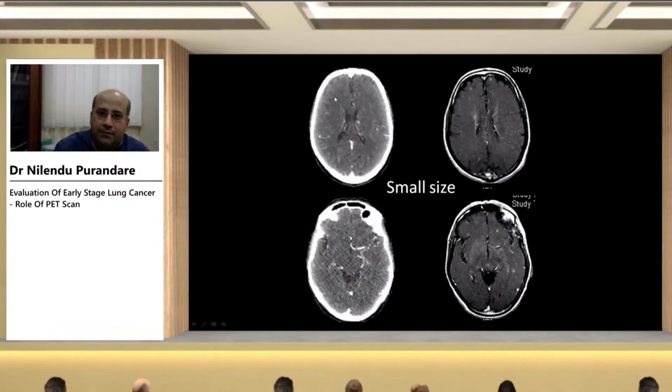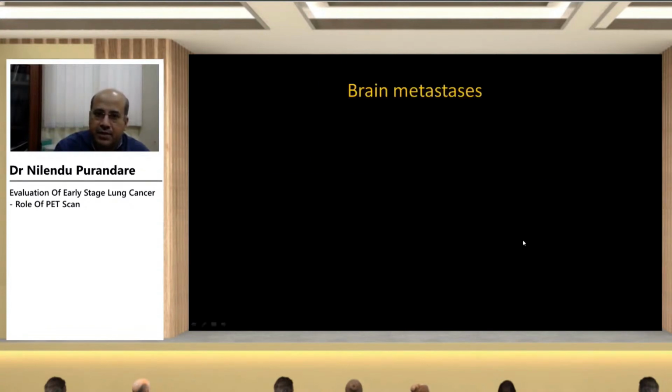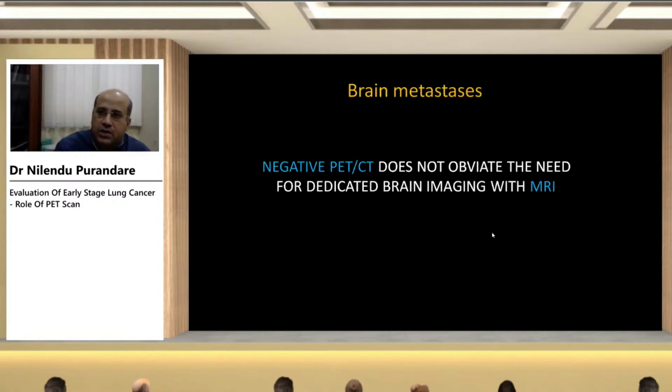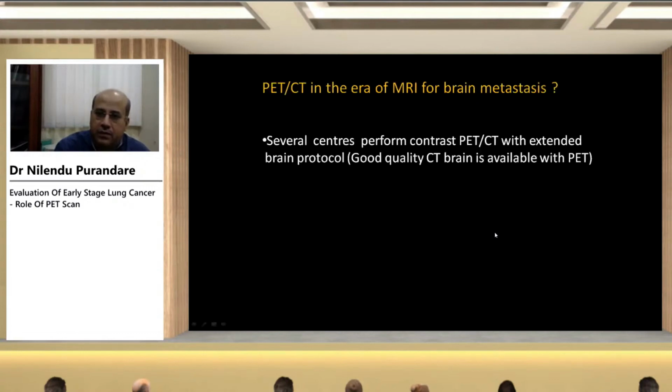So these are two examples where CT scan doesn't show any obvious disease. You can see multiple small metastases on the MR sequences. These are very tiny metastases which CT misses and MRI picks up. So one take-home point is that a negative PET CT does not obviate the need for dedicated brain imaging with MRI.